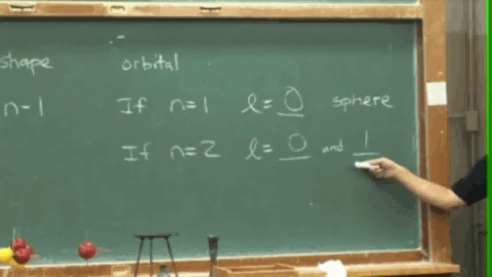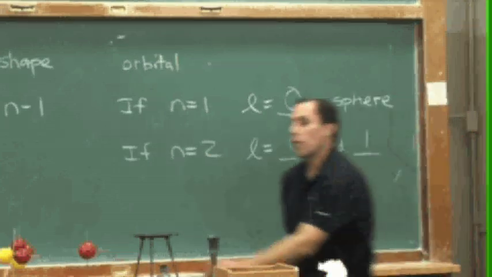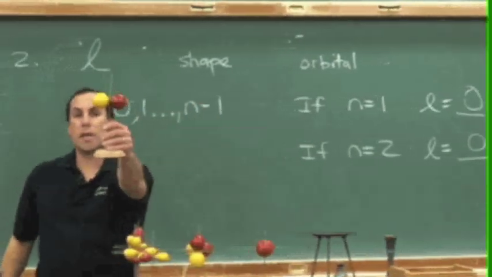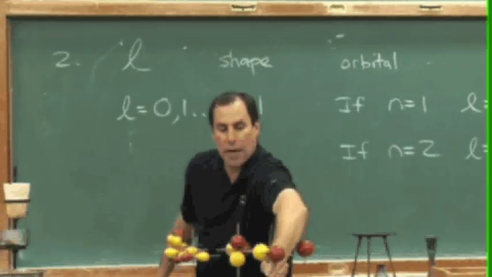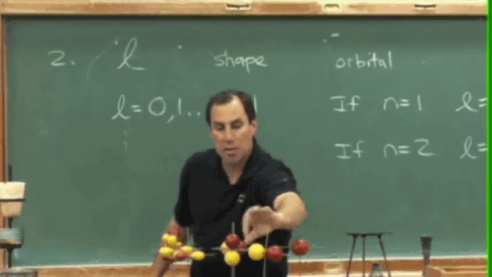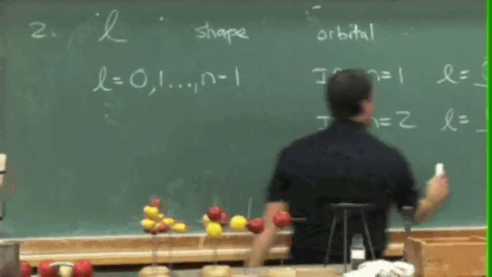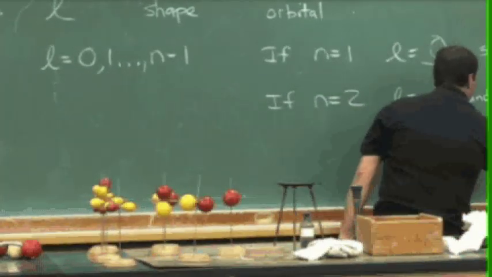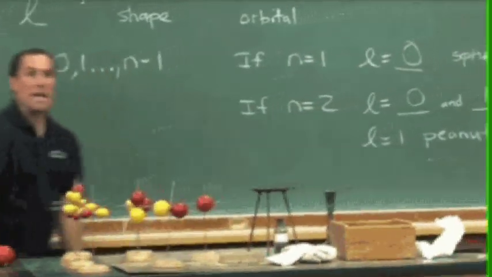We have a new value for L. When L is equal to 1, we have a different shape. Many people refer to this as being a dumbbell or a bow tie. I refer to it as a peanut. I'll hold that there, and it's as though you have two of those little nuts in the shell. So when L is equal to 1, we have a shape that I call a peanut.